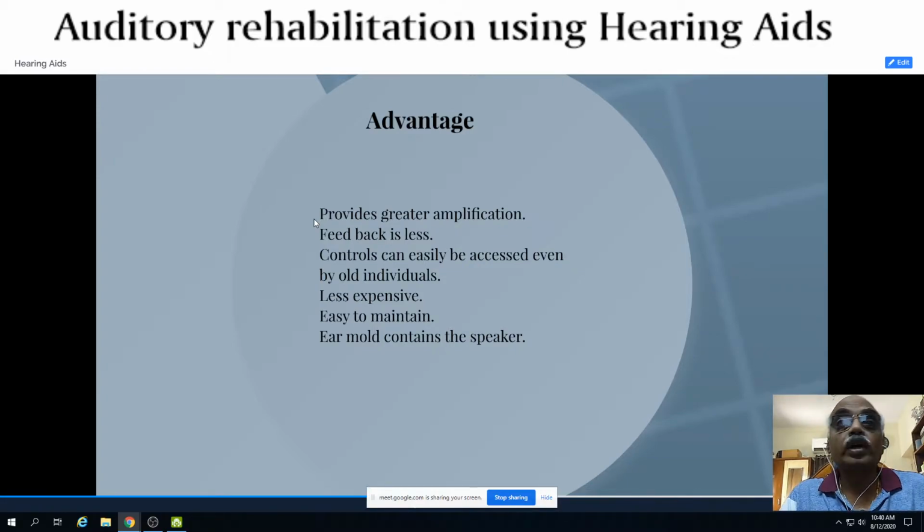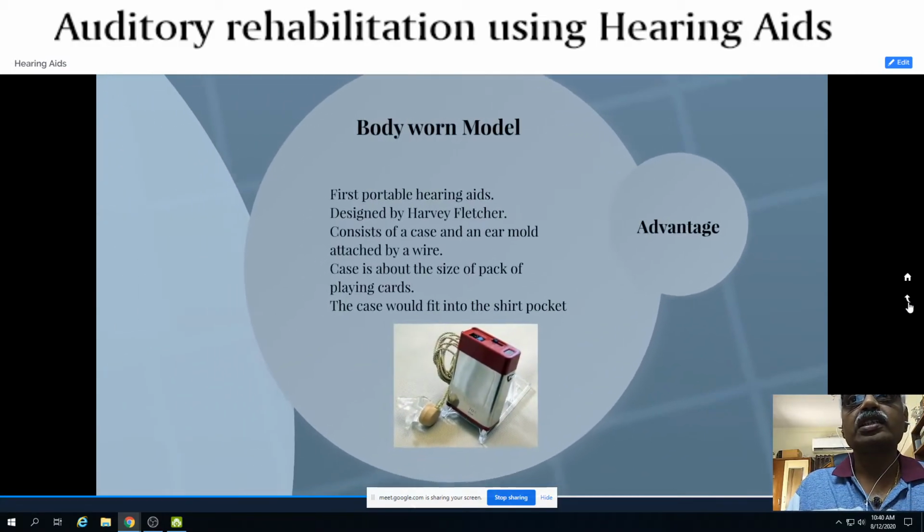But here the mic is within the pocket of the user and the speaker is in the ear mold, which is connected to the external auditory canal, and the two portions of the hearing aid are connected by a wire. This distance really helps to reduce the feedback. So feedback is not a problem with the body-worn hearing aid, and more so these aids are cheaper and easy to maintain. I have already told you the ear mold contains the small speaker.